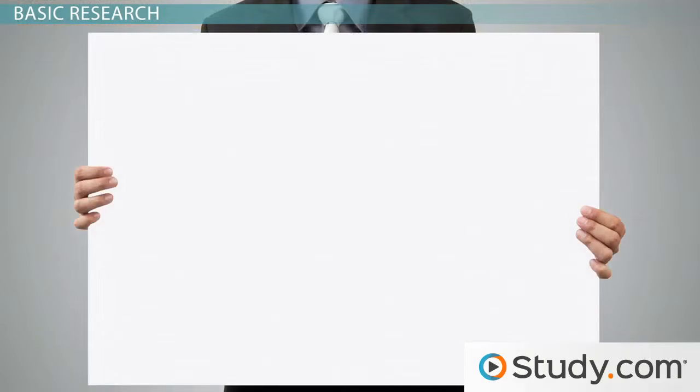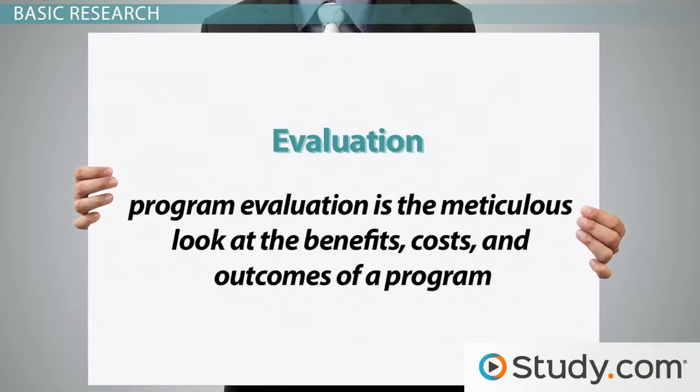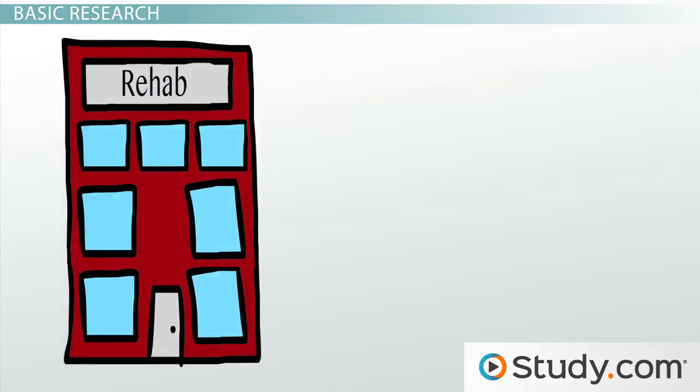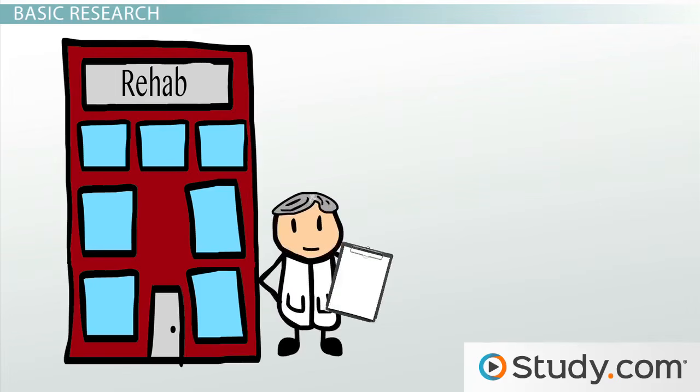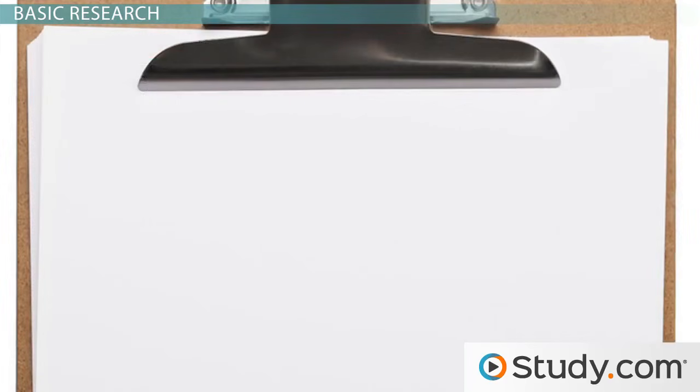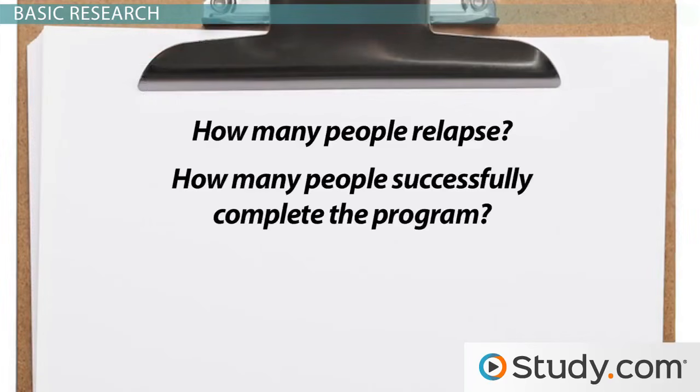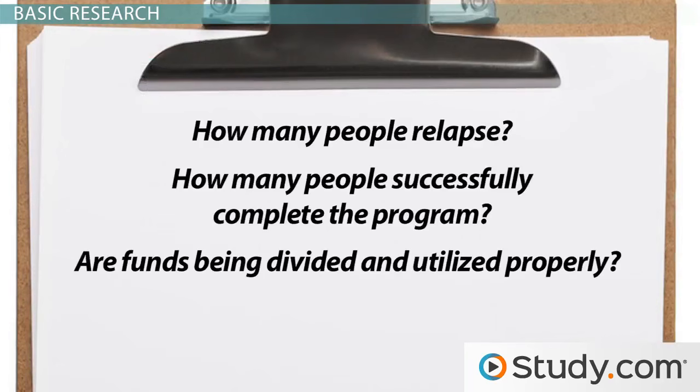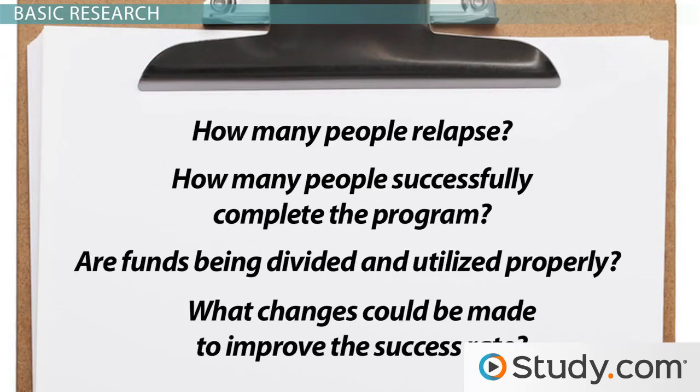The first basic research example is a common type, evaluation. For example, program evaluation is a meticulous look at the benefits, costs, and outcomes of a program. Let's say we are program evaluators at a substance abuse rehabilitation facility, or rehab, and we want to know if they are rehabilitating substance abusers. We as evaluators might look into how many people relapse, how many people successfully complete the program, are the funds being divided and utilized properly, and what changes could be made to improve the success rate.